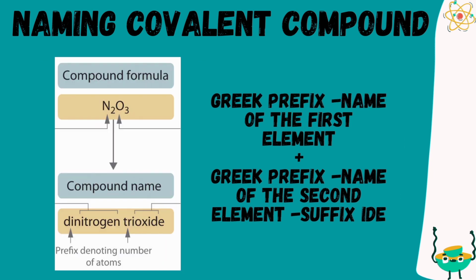First example, we have N2O3. To determine its name, we just have to know the number of atoms of each element in the compound. For nitrogen, we have 2, and for oxygen, we have 3. So we will use the prefixes that represent their number of atoms. So we have dinitrogen trioxide.